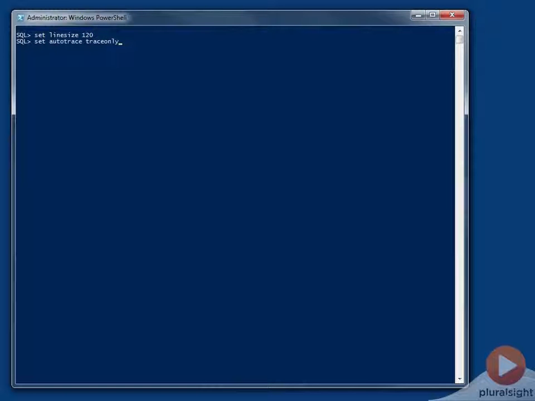Set Autotrace trace only. What this tells SQL*Plus to do is to go ahead and run the SQL statement, but just show the Autotrace output, and don't actually print the results of the SQL statement to the screen. Having done both of these, let's go ahead and enter in our SQL statement and see what we get.